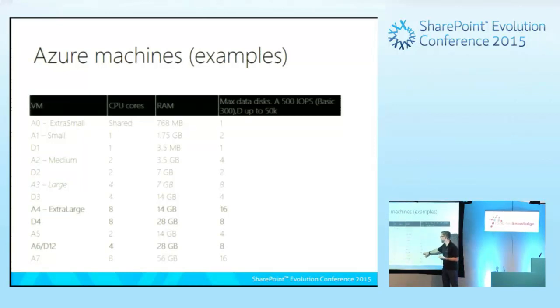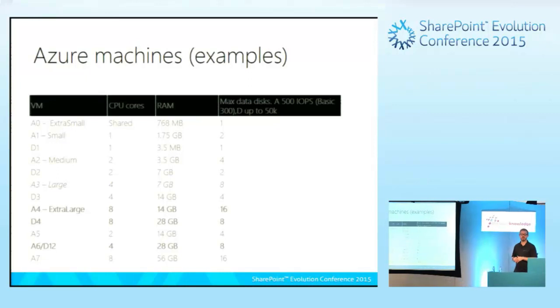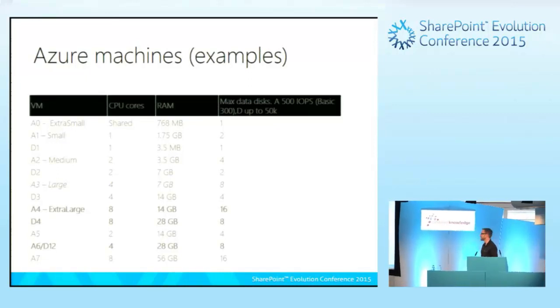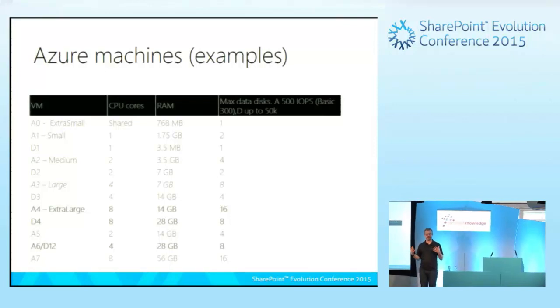But if you choose D4, it has more RAM, but you can only have 8 data disks. So you have to find your sweet spot for your application and what your usage is. How much does it cost? An A4, if you have an MSDN subscription, I don't know how much in dollars, it's $100 or something like that you get each month. Depends, 100 or 150. Yeah, exactly. But it's about $100.